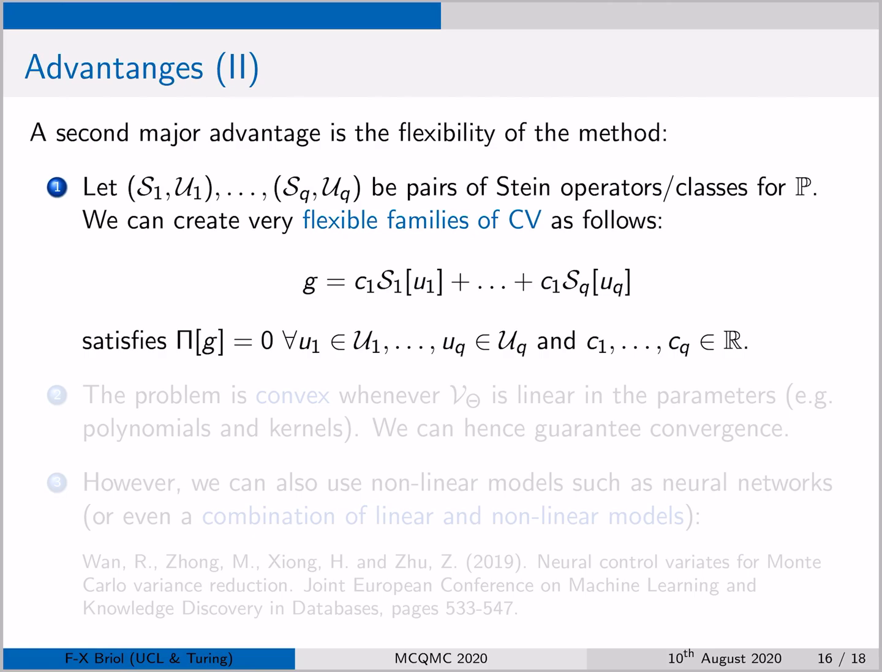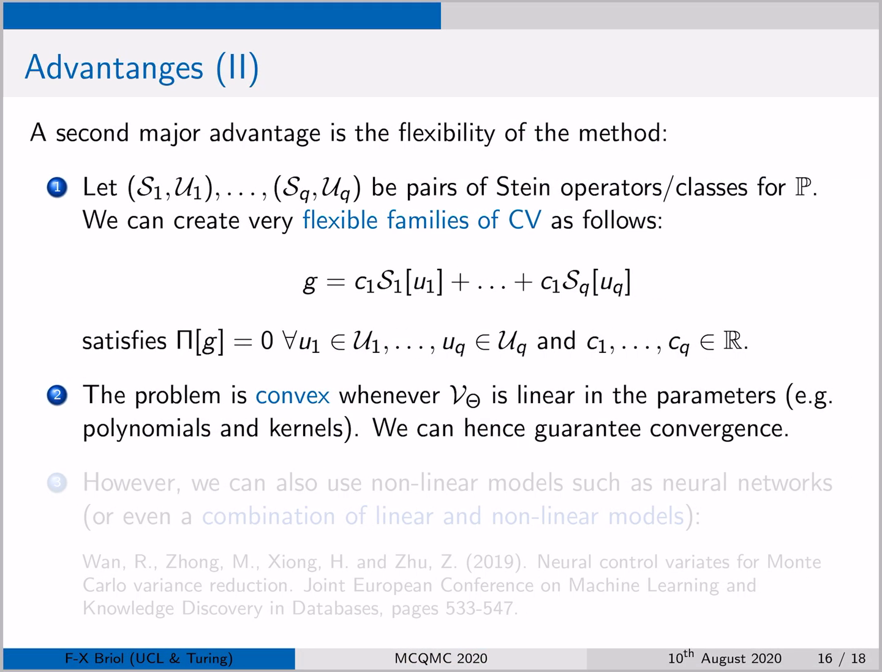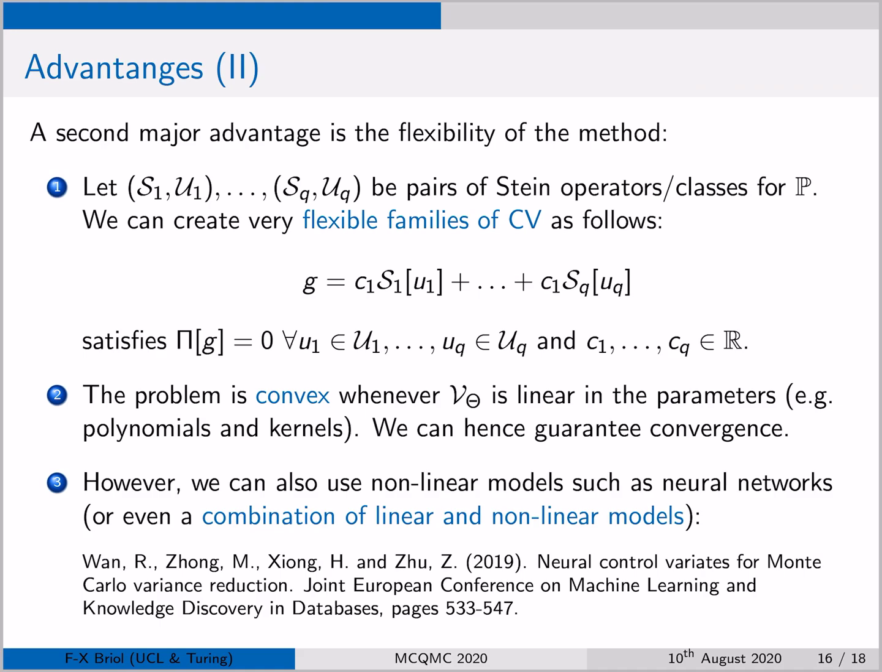And so I can use polynomials, kernels, any parametric class, to get something more expressive that might approximate the integrand better, or at least make the variance of f minus the control variate as small as possible. One advantage is that whenever we choose linear classes, linear in the parameters, for example polynomials or kernels, I can guarantee convergence because the optimization problem will be convex. And that's quite useful. However, nothing forces me to take a linear class, so I can take something like a neural network, and that would still work fine. But obviously the optimization problem might be more challenging.